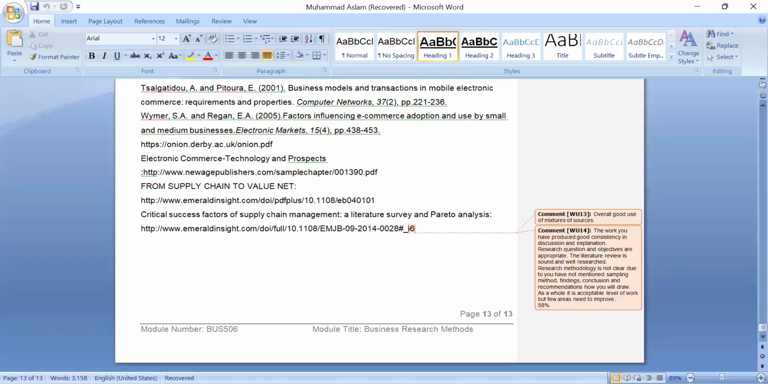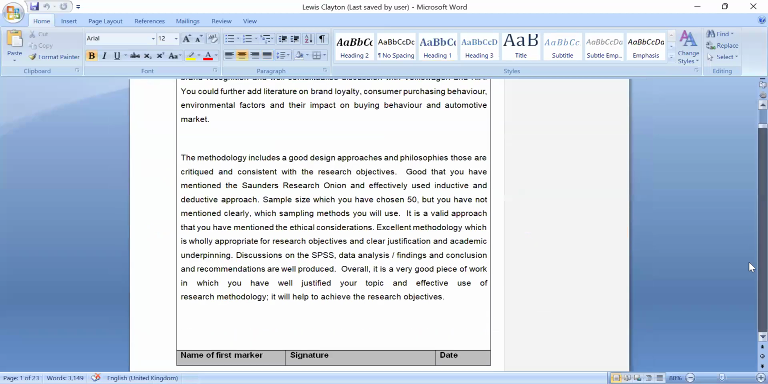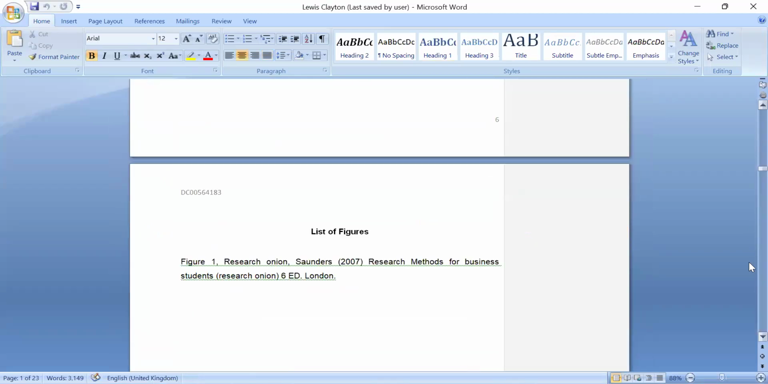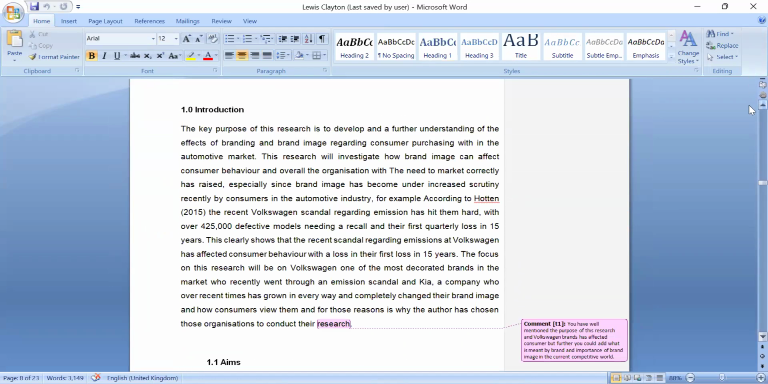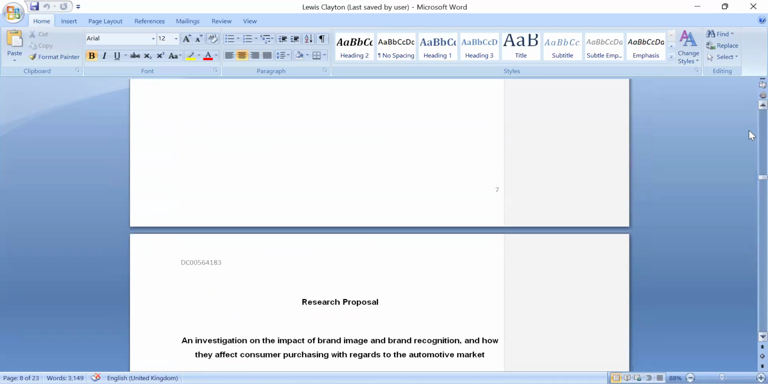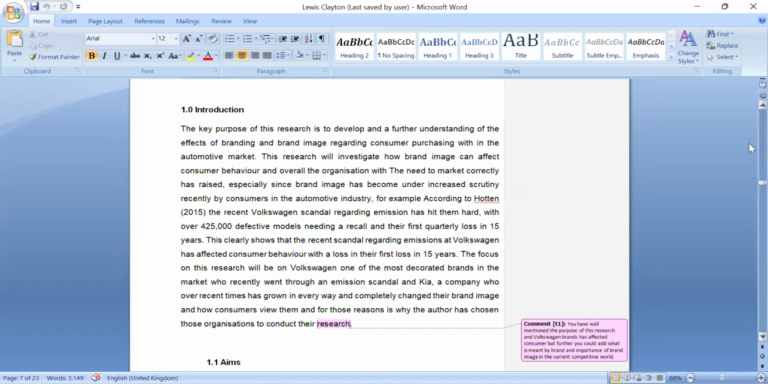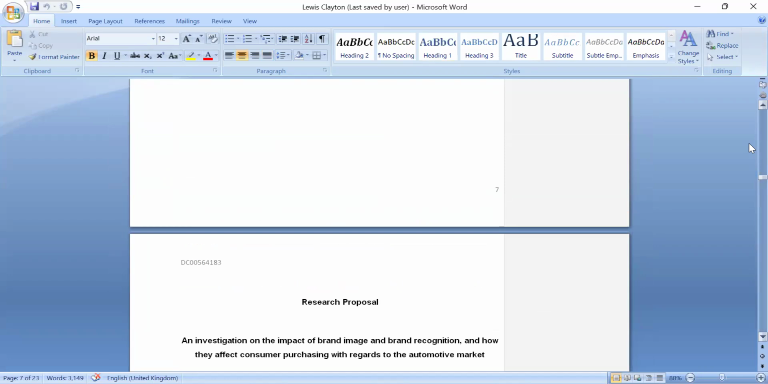Okay, so I'll go through one more and a few more proposals for you. Let's look at this research proposal. Sorry guys, I'm just showing you. If you look, please, at the introduction, you have the key purpose of the research. If you see here, the research is an investigation of the impact of brand image and brand recognition on consumer purchasing with regard to the automotive market.